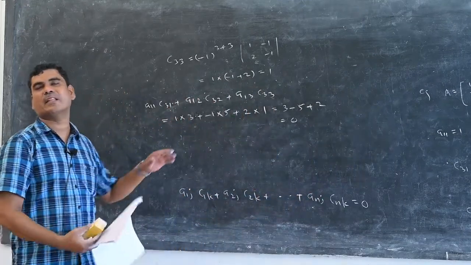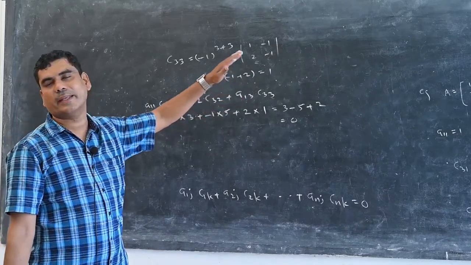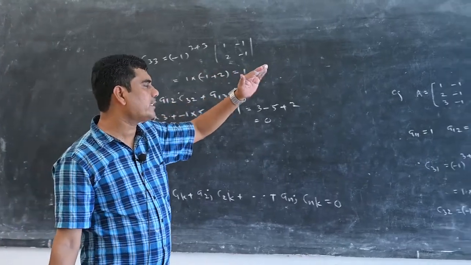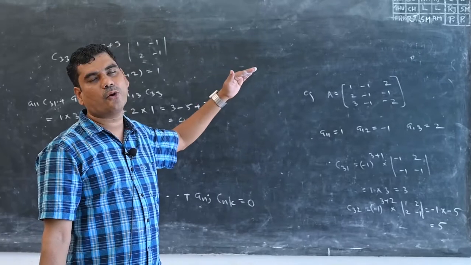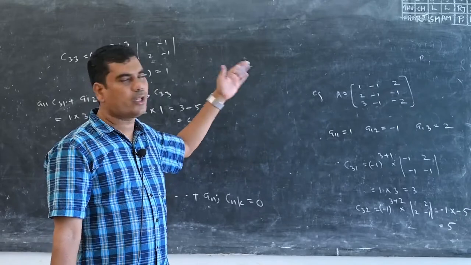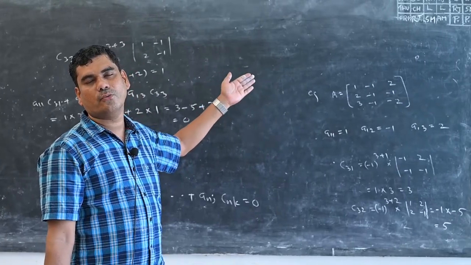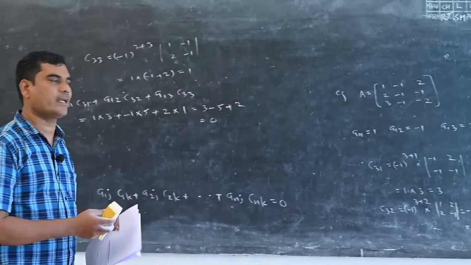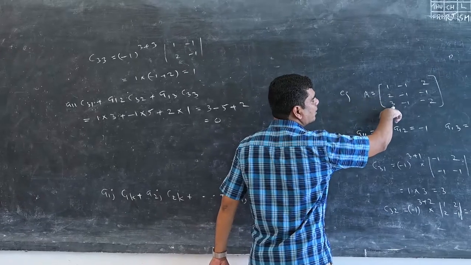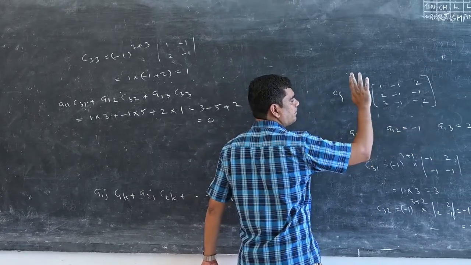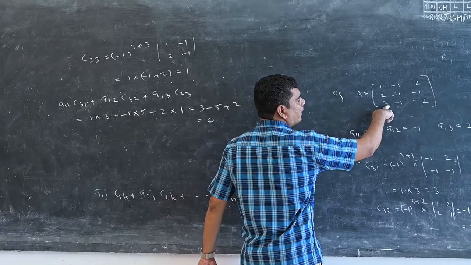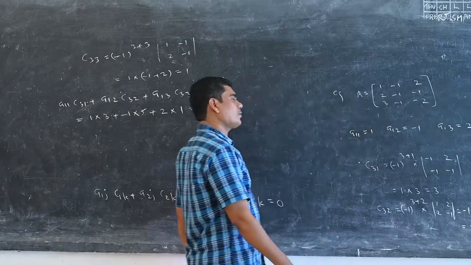If we take an example, we verify the same. If we take any square matrix, any row, take its cofactors, multiply them, add them, we get the determinant of A. If we take one row and the cofactors of another row, multiply them, add them, we get zero. In this example, take the first row, take cofactors of the third row, multiply them, add them, we get zero. Similarly if you take the second row, take cofactors of the third row, multiply them, add them, we get zero.